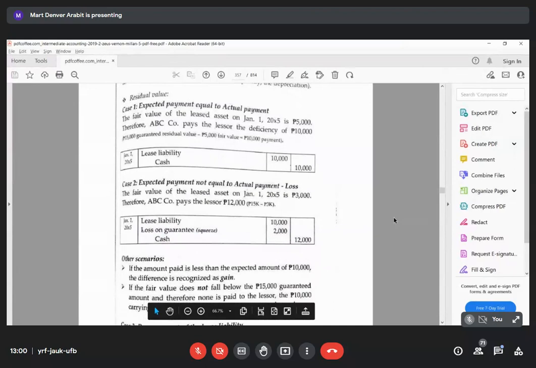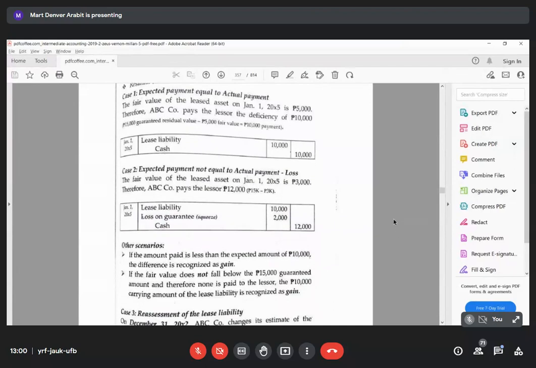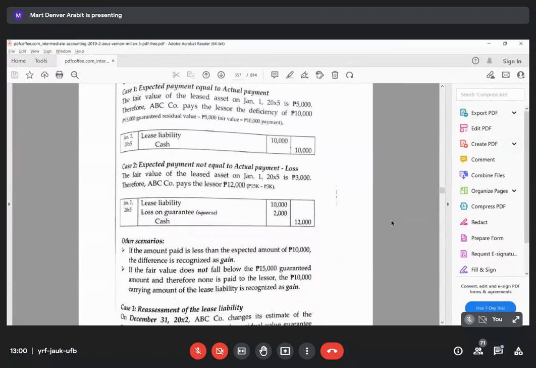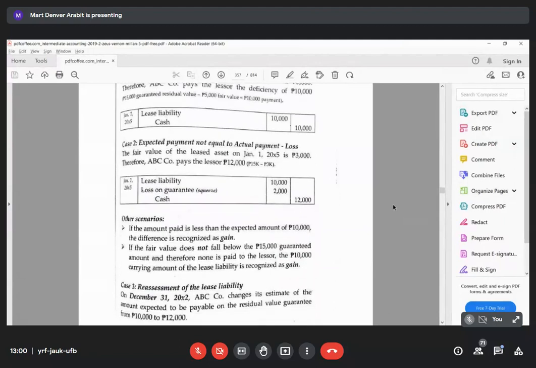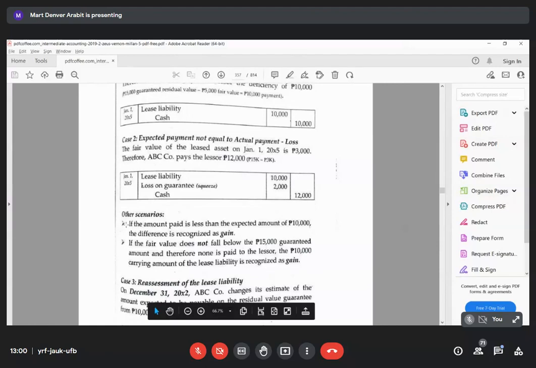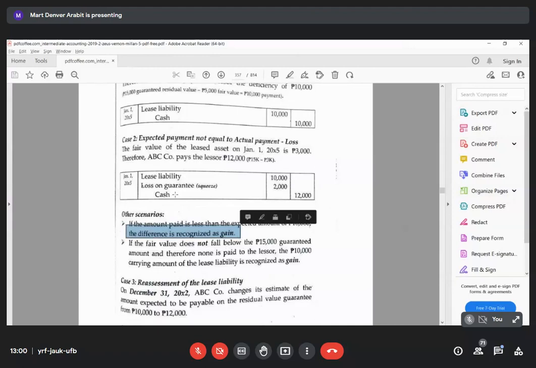Okay, so on other scenario, if the amount paid is less than the expected amount of 10,000, so let's say mas malaki yung present value niya, let's say yung fair value niya naging 10,000. So in that case, the difference is recognized as gain. So that is gain on guarantee. But if the fair value does not fall below 15,000, guaranteed amount and therefore none is paid to the lessor, the 10,000 carrying amount of the lease liability is recognized as gain. So, ito lang yung maximum na pwede mong i-recognize as gain.